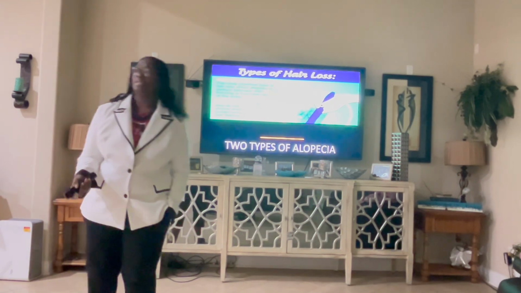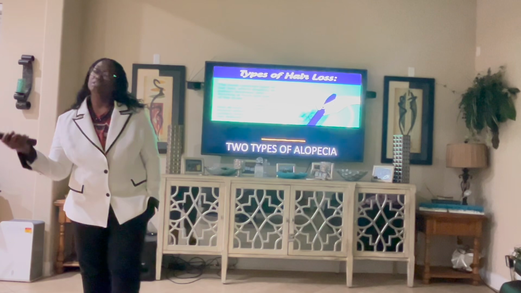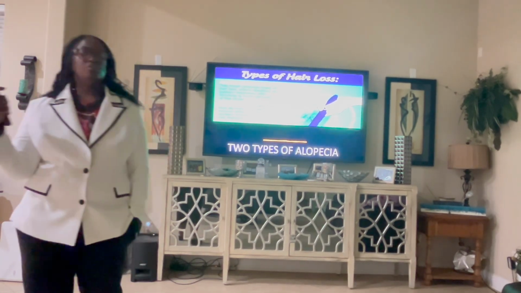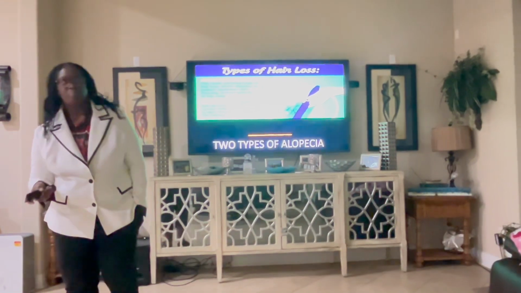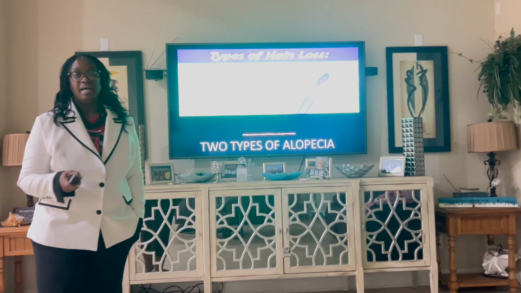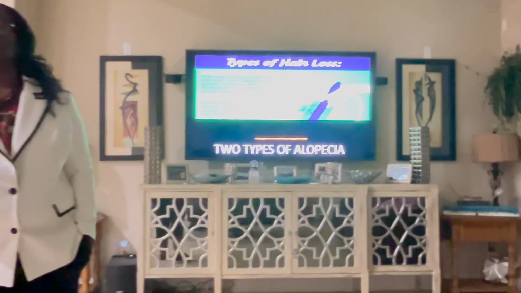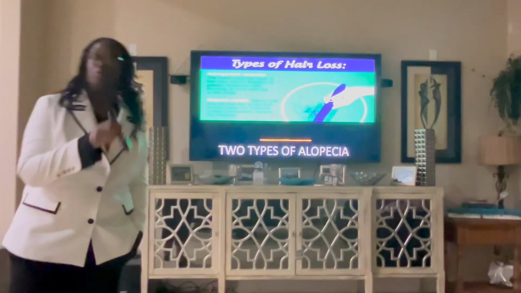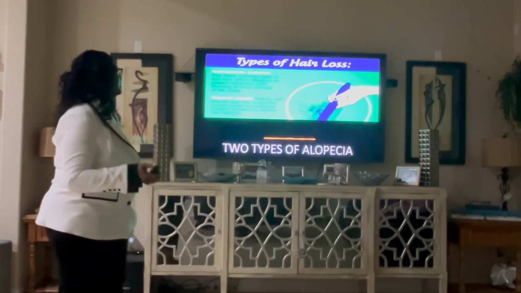Androgenetic alopecia is known to be passed through the genes of either your grandmother or your mother. It is in your bloodstream. And alopecia areata is something that is autoimmune. That's something that is caused by autoimmune disease. These are the two types that we're going to talk about tonight.